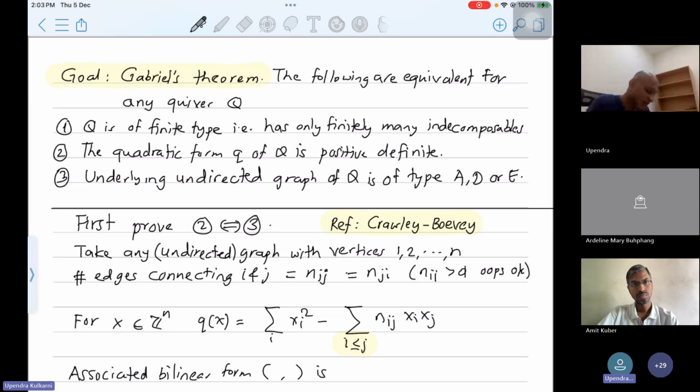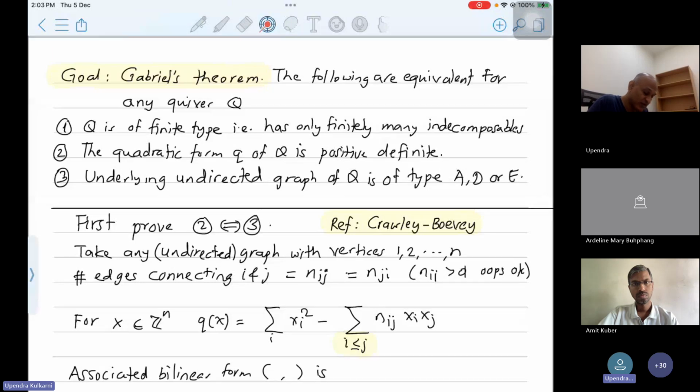Okay, so the action for almost the entire lecture, and maybe the entire lecture, is not going to be on representations at all. We are going to look only at number 2 and number 3 in here and try to show equivalence of those and then go beyond that. Okay, so that's our goal. First, prove the equivalence of 2 and 3, which means we have to see what the quadratic form of the quiver is.